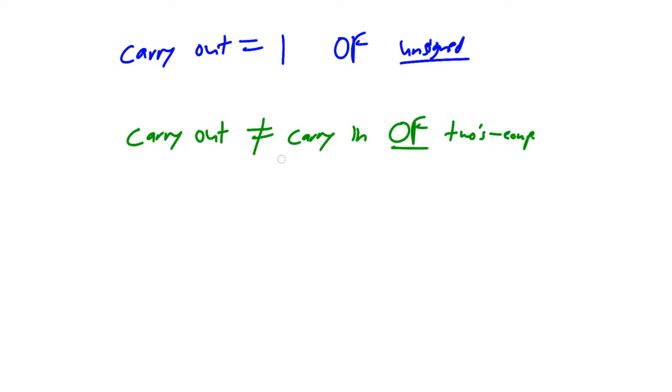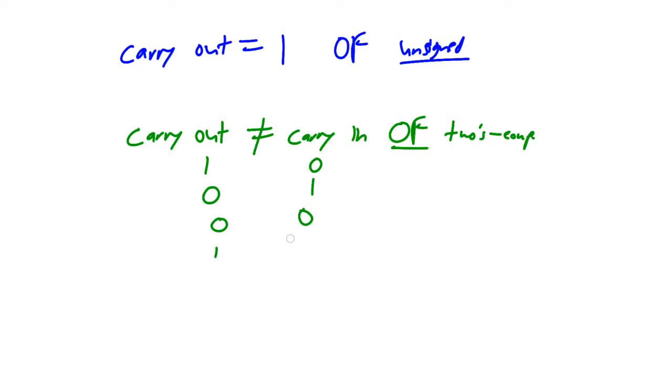If the carry out is different from the carry in, which means if this is a 1 and this is a 0, we have overflow. That's similar to unsigned numbers. But if this is a 0 and this is a 1, we also have overflow, which is weird. And if they're both 0, we don't have overflow, so that's like unsigned numbers.